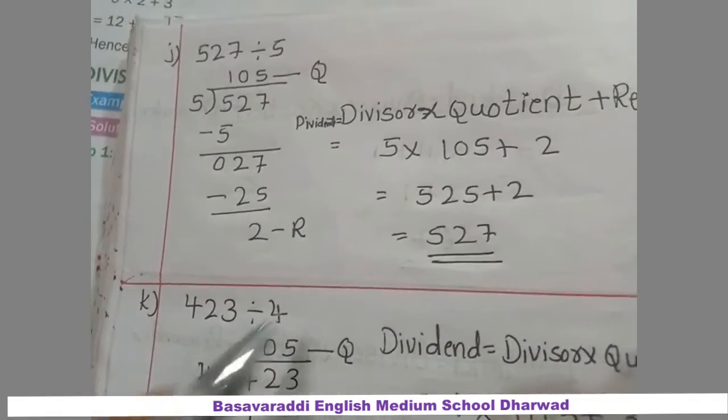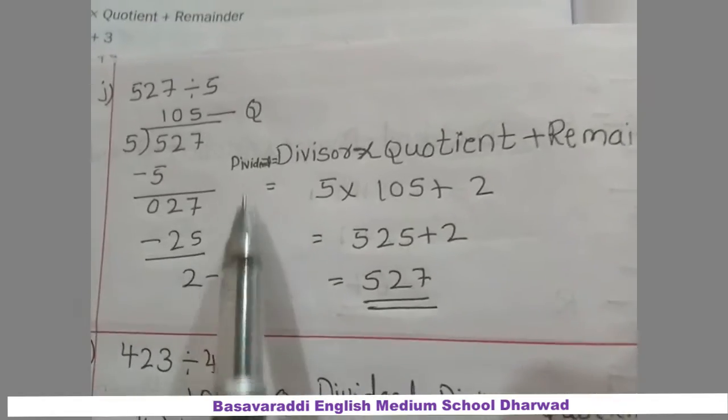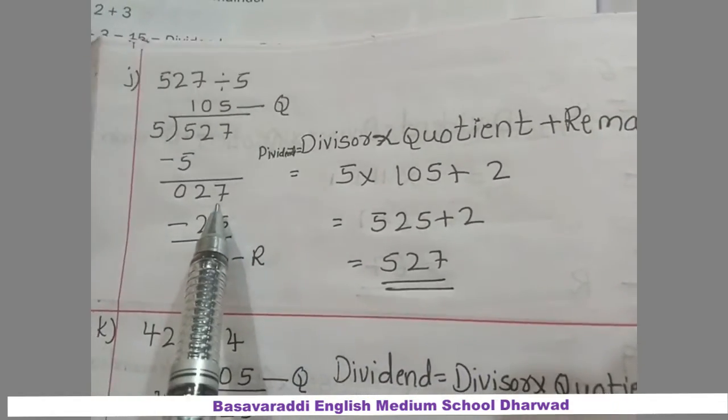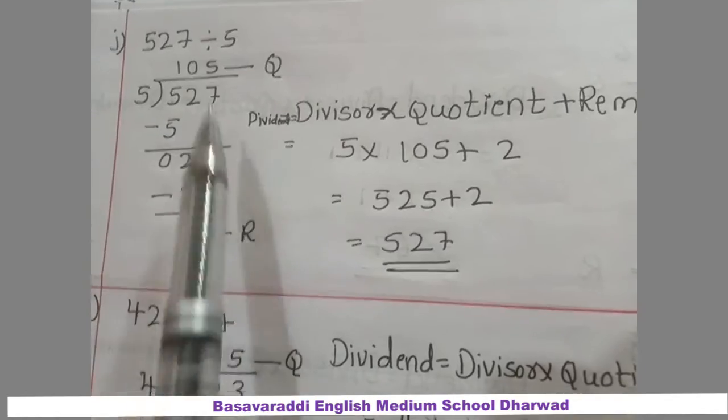Then what do we have to do? We have to put a 0 here. So here it is a 0. Again we bring down the ones place, that is a 7. Now 5 5s are 25.